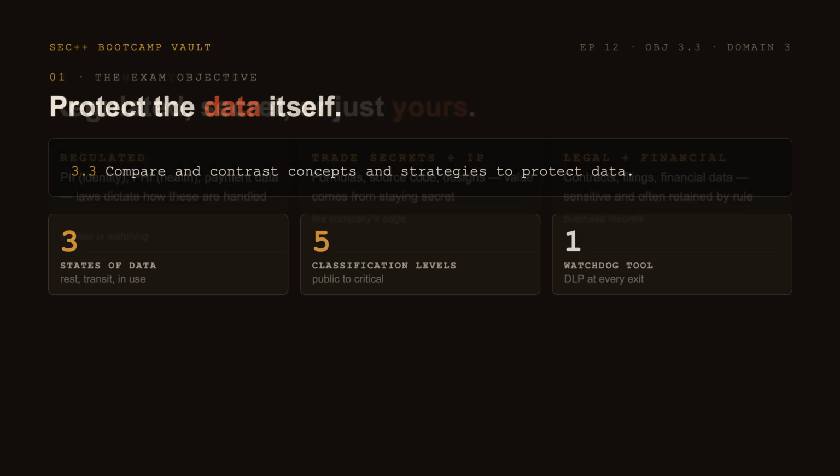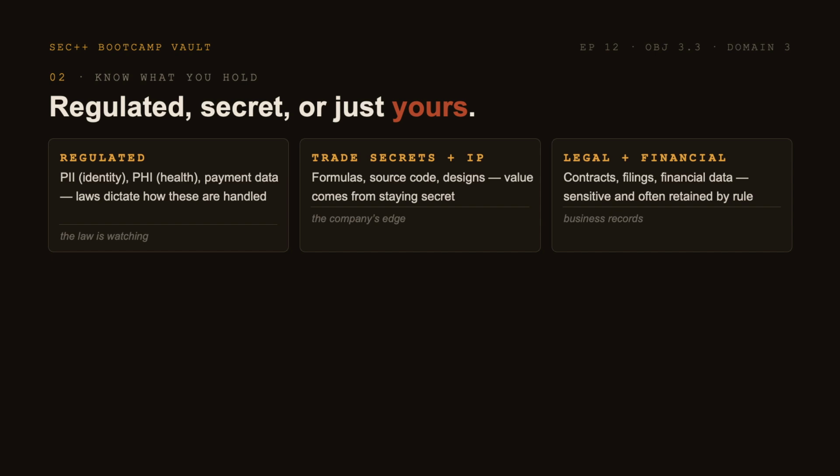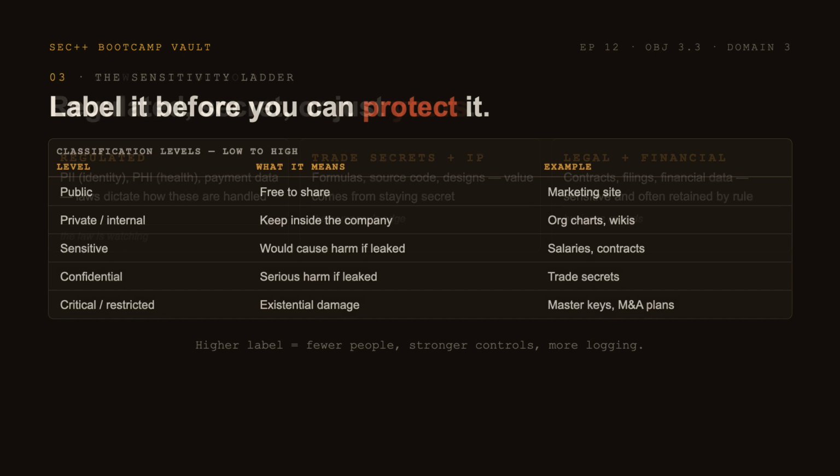Regulated data is anything the law watches. PII, personal identifying information, PHI, personal health information, payment card data. Laws dictate exactly how these get handled and what happens when they leak. Trade secrets and intellectual property are the company's edge. Formulas, source code, designs. Their entire value comes from staying secret. And legal and financial records, contracts and filings, sensitive and usually kept under retention rules. The exam mostly wants you to recognize PII and PHI on sight.